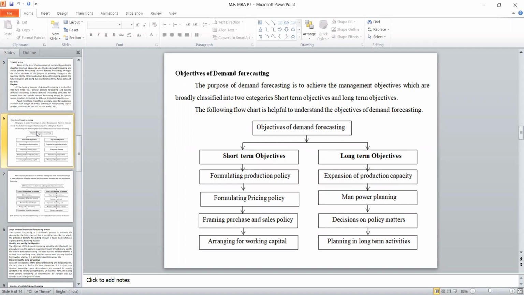Anything related with the management policy, any decision in a policy or in a major level, then that demand forecasting is a long-term nature. So simply we may say more than a year or 5 years, 10 years, 20 years means those planning are coming under the objective of long-term demand forecasting. Keep it in mind, all these things, then we can differentiate that.